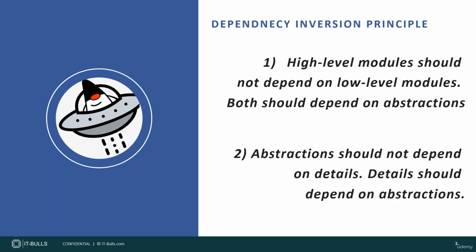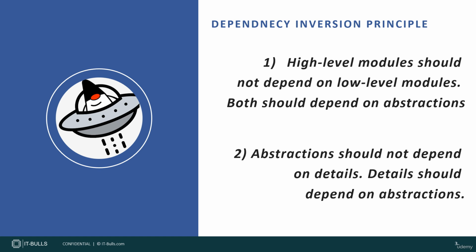This principle consists of two major statements. The first one: high-level modules should not depend on low-level modules. Both should depend on abstractions. And the second one: abstractions should not depend on details. Details should depend on abstractions.